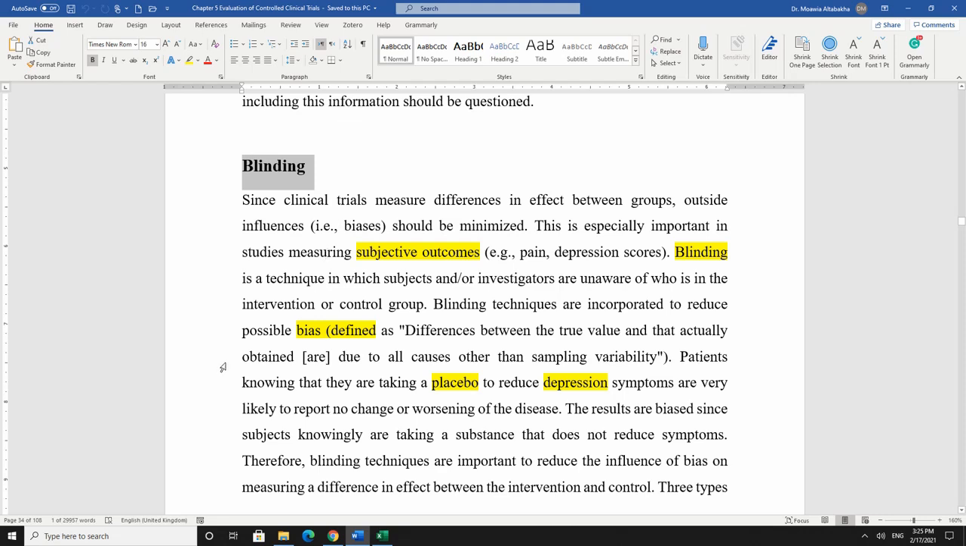But the question is, if you have a drug for cholesterol, and you want to see the effect of the drug on the cholesterol, does it mean that you don't need to do blinding? The answer, no. Still, you need to do blinding. But why? Cholesterol is an objective measure. So why do I need to do blinding?